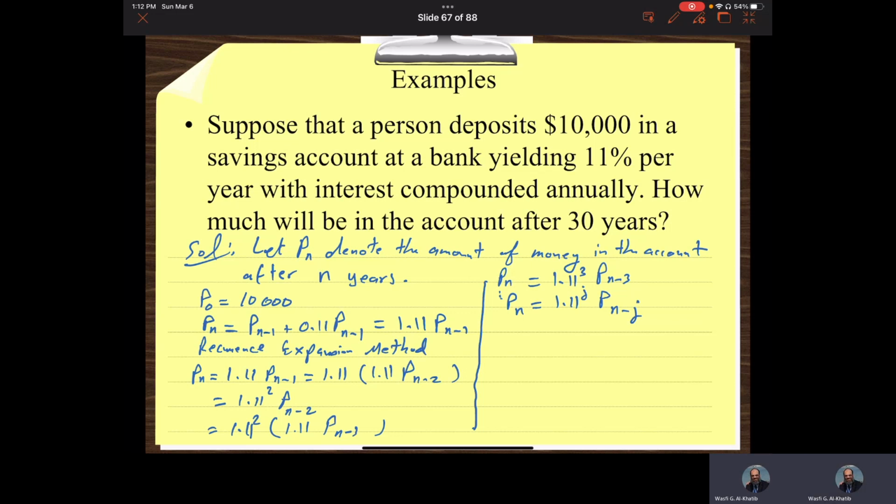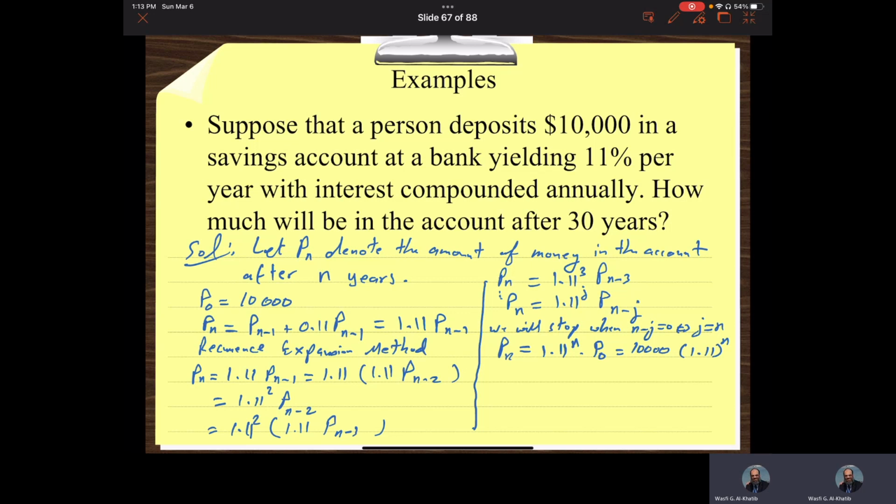Okay, when am I going to stop? When n minus j is equal to what? We will stop when n minus j equals 0, which means that j is equal to n, right? So now all I need to do is substitute. Whenever I see j, I substitute with n. So basically Pn is equal to 1.11 to the power n times T0, which is 10,000, right? So this is basically equal to 10,000 multiplied by 1.11 to the power n.